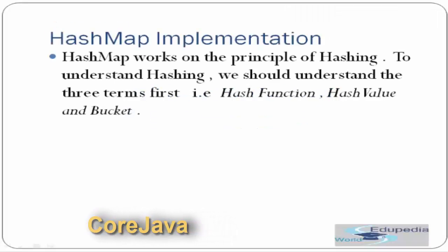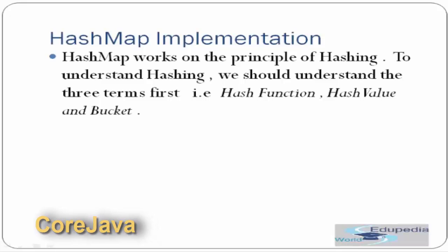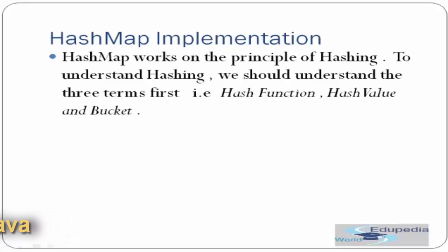Now we will see the actual implementation of HashMap, and how HashMap actually works. Well, HashMap works on the principle of hashing. To understand hashing, we should first understand three terms: hash function, hash value, and bucket. These three terms are really important to understand before understanding the implementation of HashMap. So let's see what these three terms stand for.